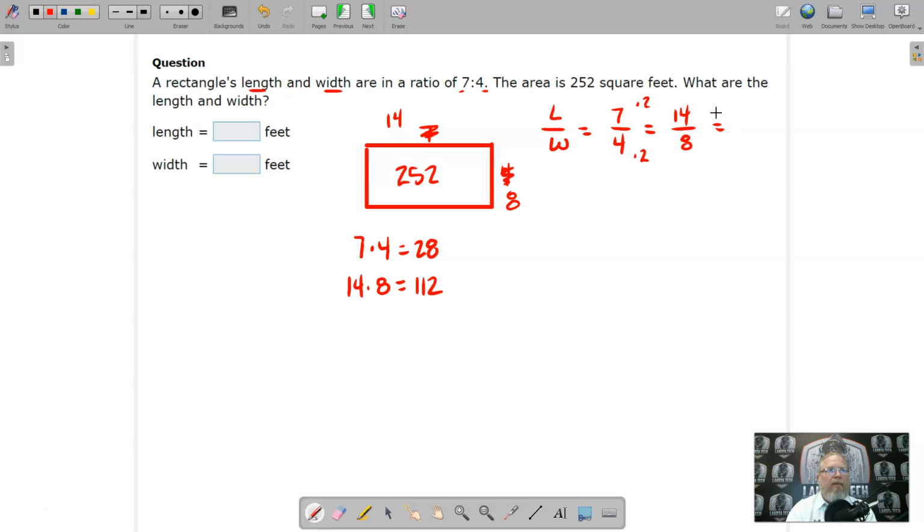So let's go ahead and multiply 7 times 3 to get 21. And multiply 4 times 3 to get 12, right? So what if it were 21 times 12? Well, 21 times 12 equals 252. Indeed, there it is, 252. So we know that the length, now be careful, it does make a difference where you put these in. We know that the length, because the ratio is 7 to 4, is the one that's 21, and the width is the one that is 12.